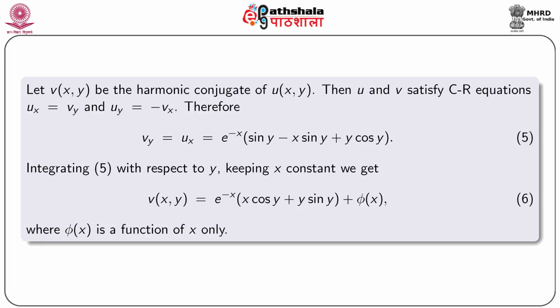So, let v be the harmonic conjugate of u. Then u and v satisfy the Cauchy-Riemann equations, ux equal to vy and uy equal to minus vx. Therefore, we get vy equal to ux equal to e to the power minus x times sin y minus x sin y plus y cos y. Integrating this with respect to y, keeping x as constant, we obtain v equal to e to the power minus x times x cos y plus y sin y plus phi of x, where phi of x is a function of x only.